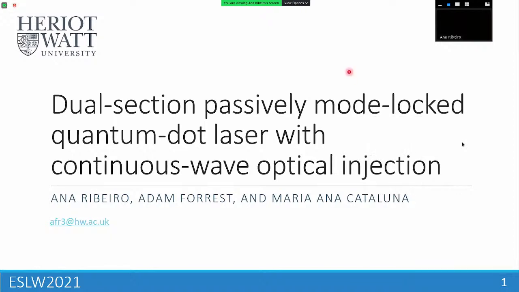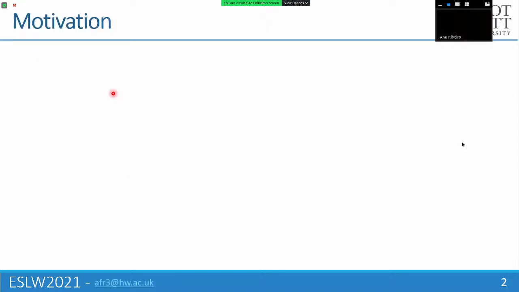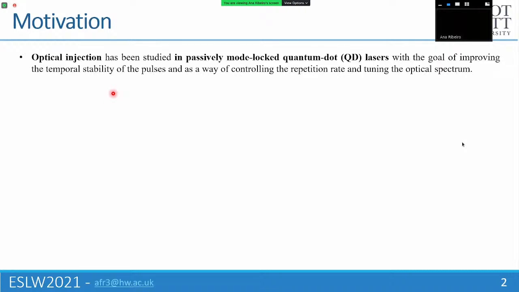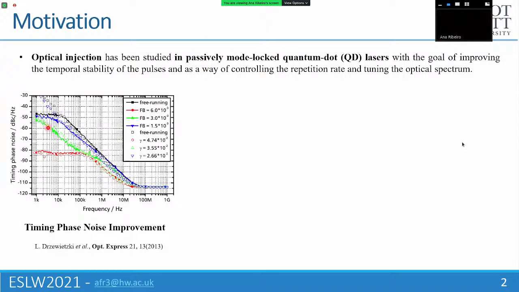So good morning. My name is Anna. I'm a PhD student at Heriot-Watt University, and I'll be presenting my research group's work on a dual section passively mode locked quantum dot laser under continuous wave optical injection. So optical injection has been thoroughly studied throughout the years in quantum dot lasers. And in particular in mode locked quantum dot lasers, it has shown great benefits, in particular the improvement of the temporal stability of the pulses, which leads to a reduction of the timing jitter.